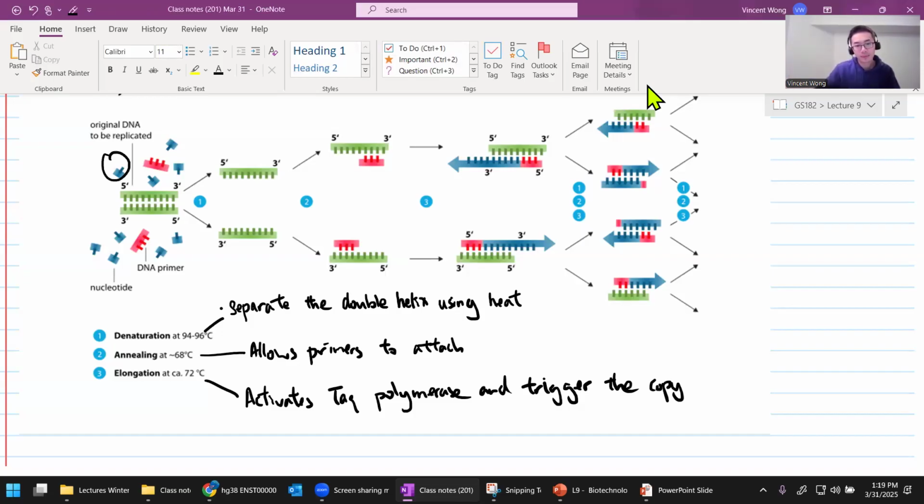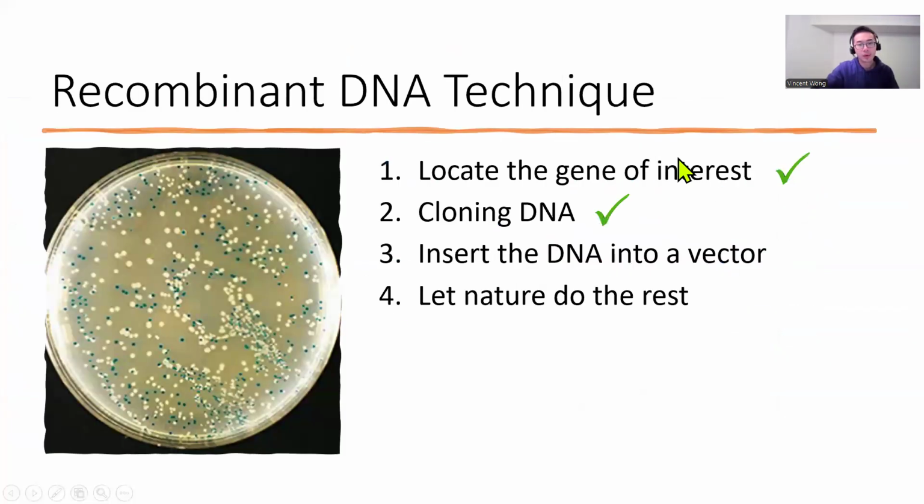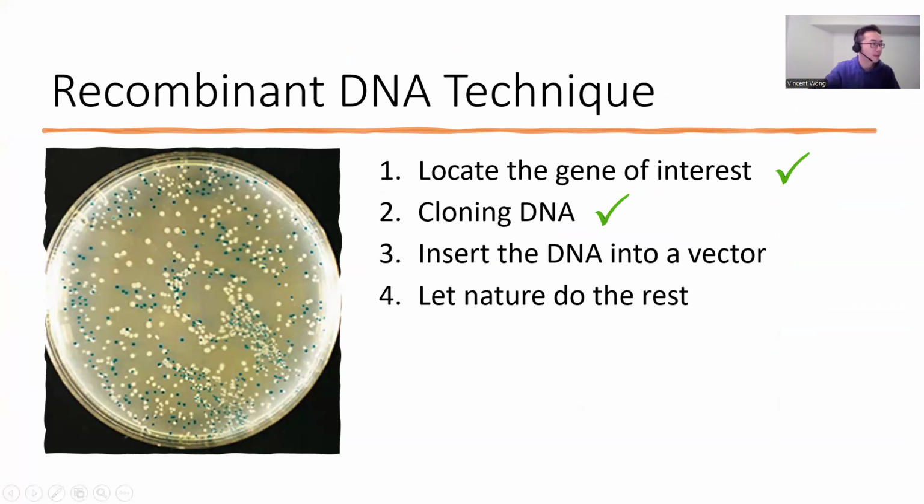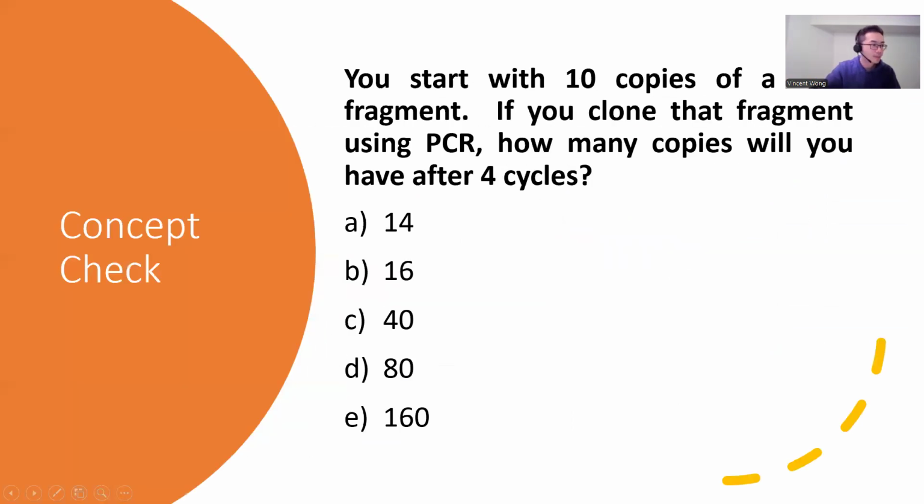All right. We good? So we located the gene of interest. We cloned the DNA. We made millions of copies of it. Okay. With 30 cycles, you have billions, right? As long as you have the nucleotides around, you'll be able to keep on doing this. Okay. And then what's the next thing? Insert the DNA into a vector. But before that, let's do a poll question.